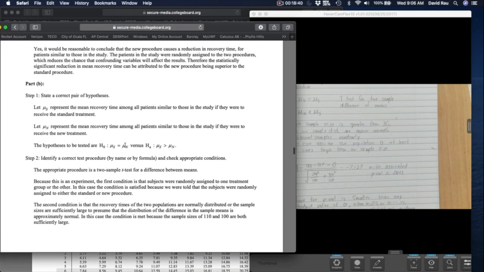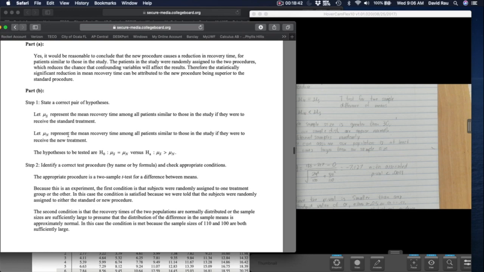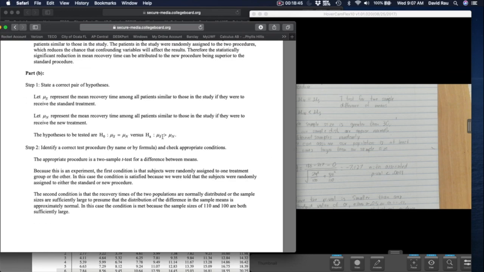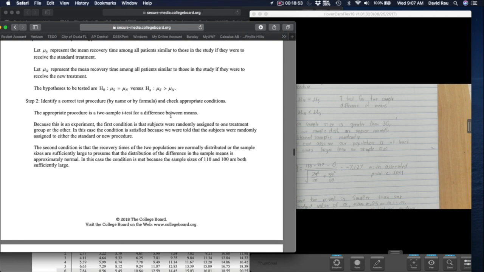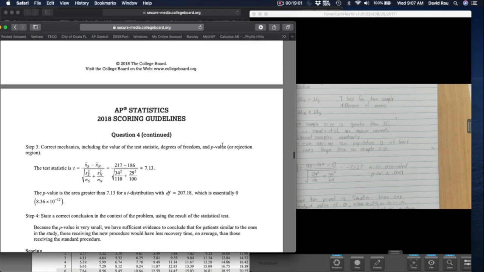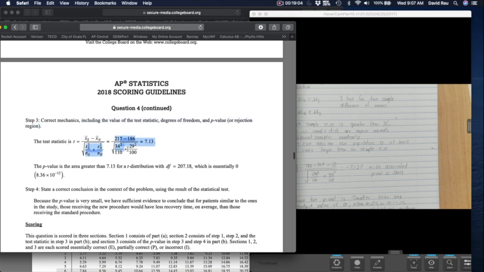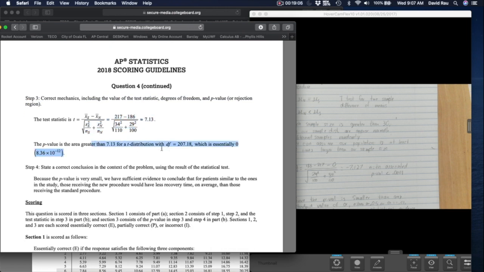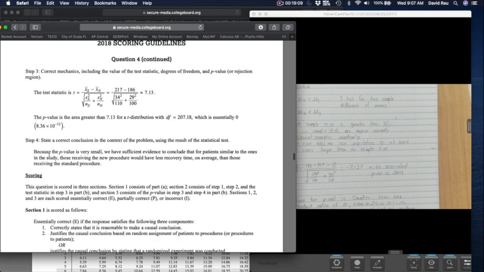But if we just look at their answer again, they defined U of S and U of N. They showed that U of S should be larger than the new procedure. Notice I wrote mine the other way, but that's actually totally appropriate. It doesn't matter which way you write it. Again, it's an experiment. They were randomly assigned. We can assume they're normally distributed because their sample sizes are large. Again, they found the correct test statistic, and they found the p-value, which was very, very small. Because the p-value is very small, we can conclude that for patients similar in the study, the new procedure would have a smaller recovery time than the old.